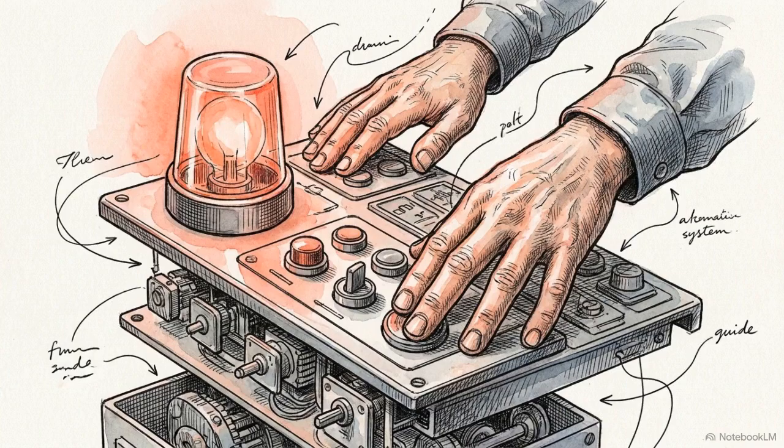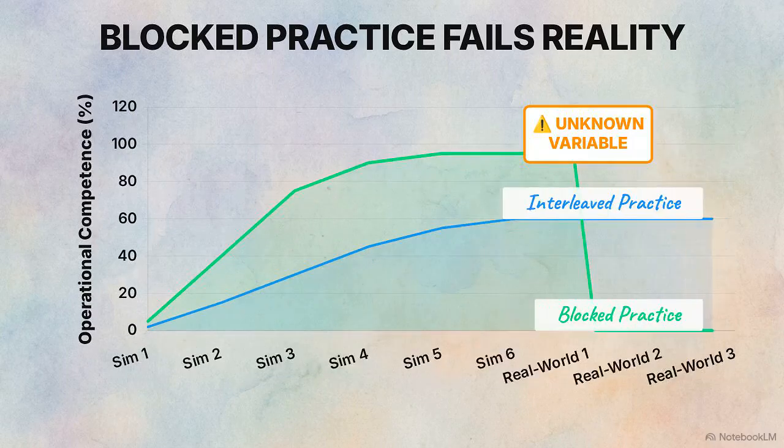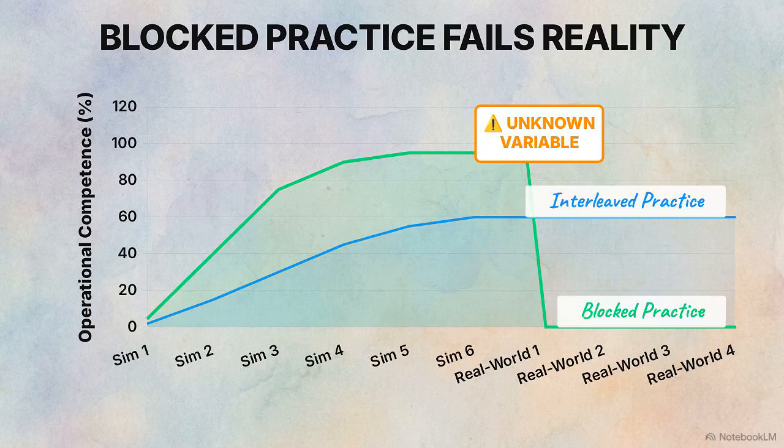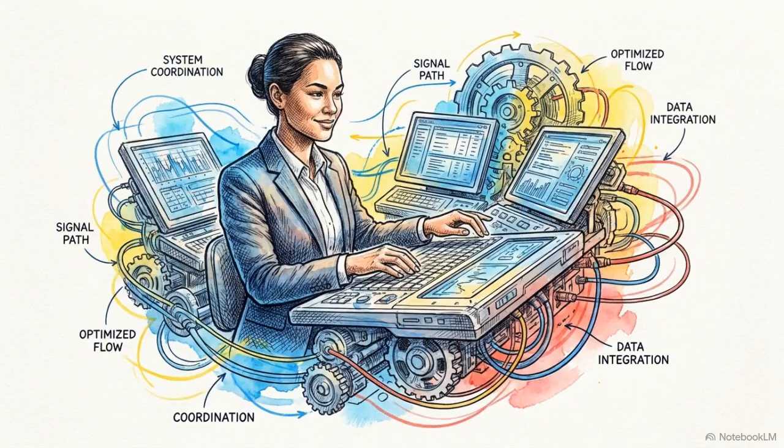But when learners face unexpected real-world complexities, when an unknown variable appears, the knowledge built through blocked practice collapses. They cannot coordinate those isolated skills to solve a novel problem. Atomistic design sacrifices operational readiness for perceived training efficiency. Holistic frameworks like 4CID provide the path to reliable transfer.